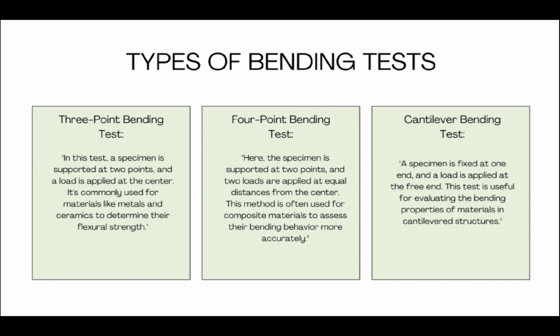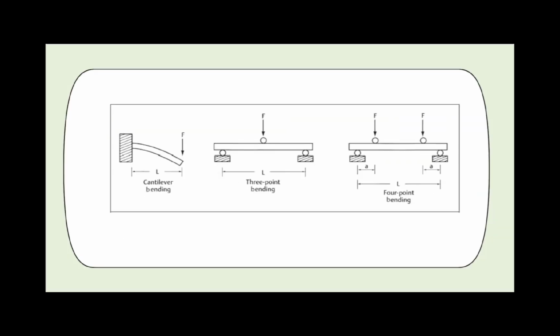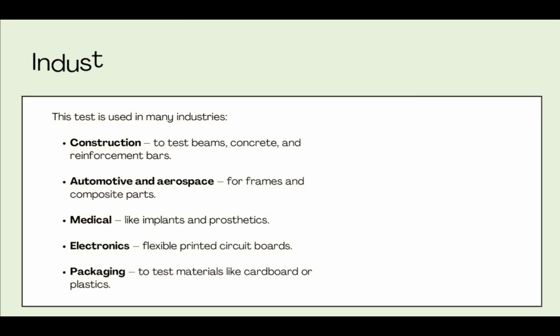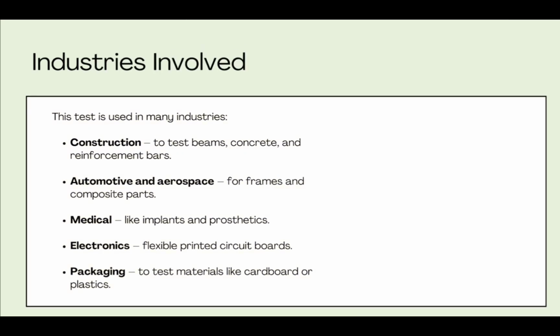Last but not least, for the cantilever bending test, a specimen is fixed at one end and load is applied at the free end. The test is useful for evaluating the bending properties of material in cantilevered structures. And in the next slide, we have the diagram of the 3 types of tests which I've just stated. Next, the industries involved.